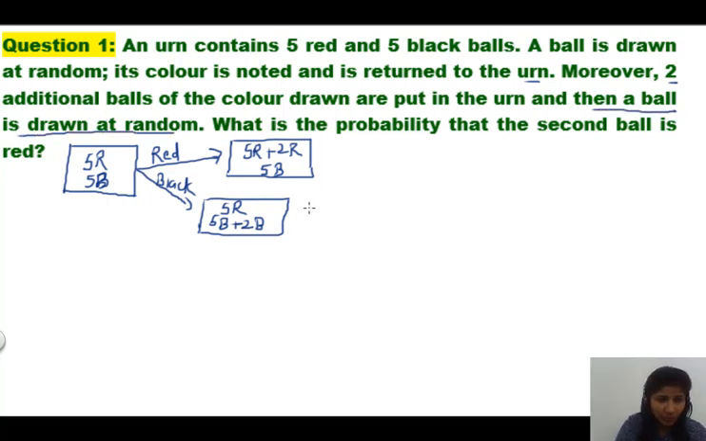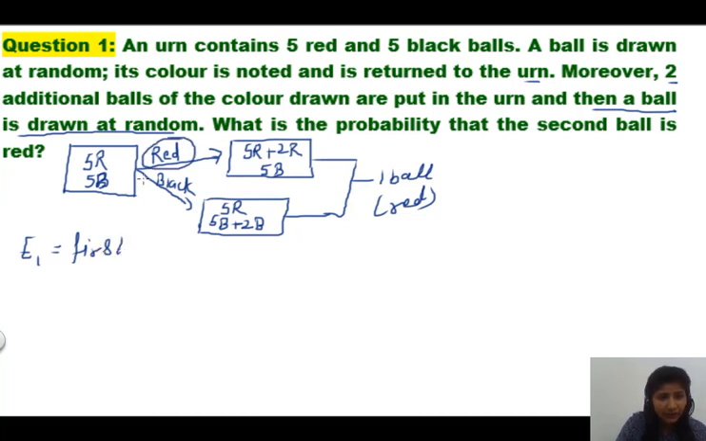Now out of these two boxes you are drawing a ball, right? These two cases. Now you are drawing one ball and you have to find the probability that it is of red color. Correct? So we will consider event E1 that the first ball that we are drawing out, first ball drawn, is red in color. E2 we can consider as first ball drawn is black.